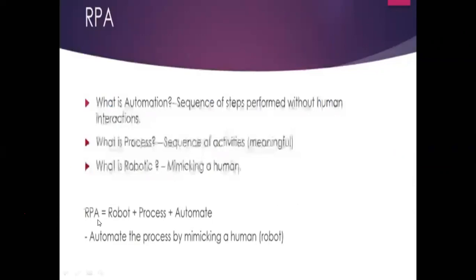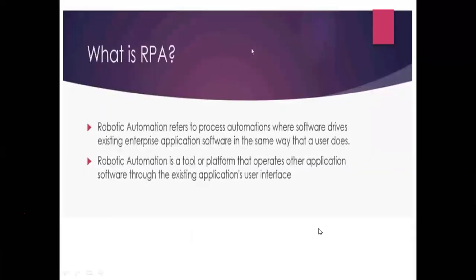So RPA stands for Robotic Process Automation. And this is the book definition which I have written here. Robotic automation refers to process automation where software drives existing enterprise application software. If your client is already using some ERP or CRM or any business application, this robotic automation drives on top of your software.